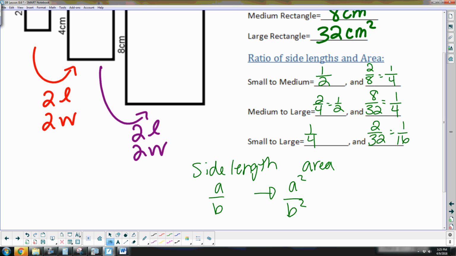From the medium to large, we have 1 to 2. And if we square that, we have 1 squared, which is 1, over 2 squared, which is 4. And then the small to large, 1 to 4, is our side length ratio. To get to our area ratio, we can square that. So 1 squared is 1 over 4 squared, which is 16. So the relationship between side length and area is the ratio of side length squared.